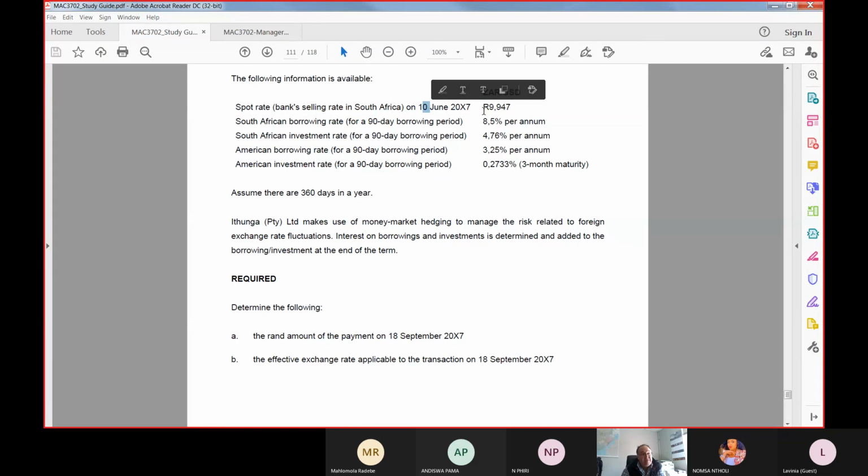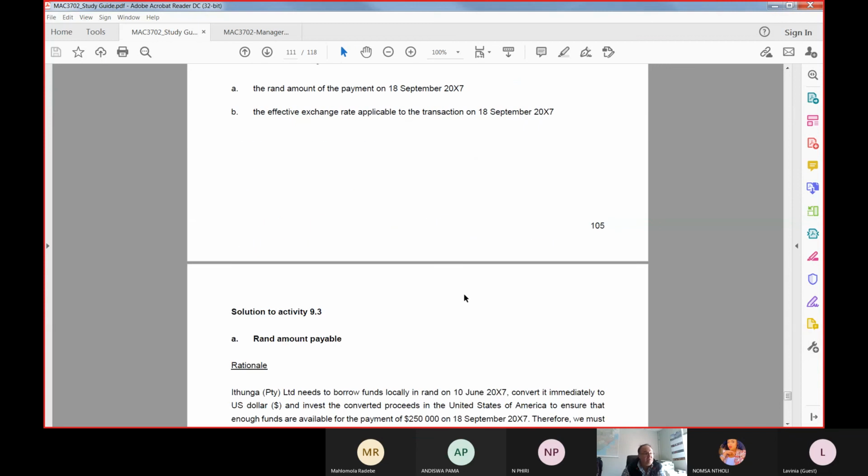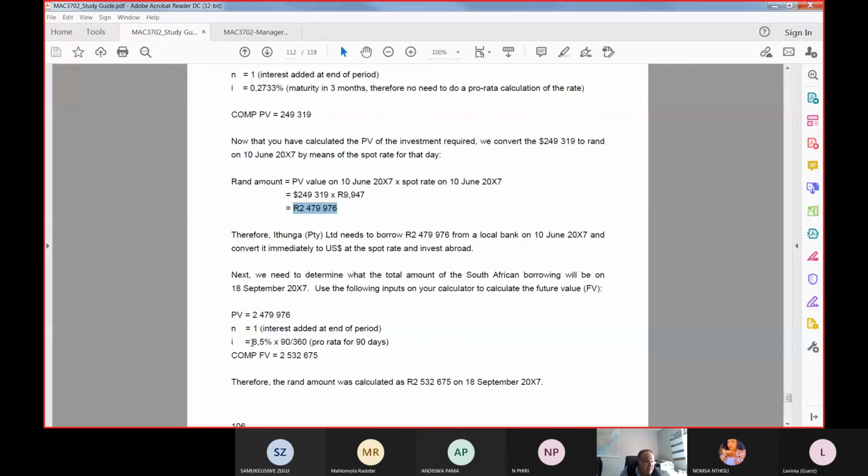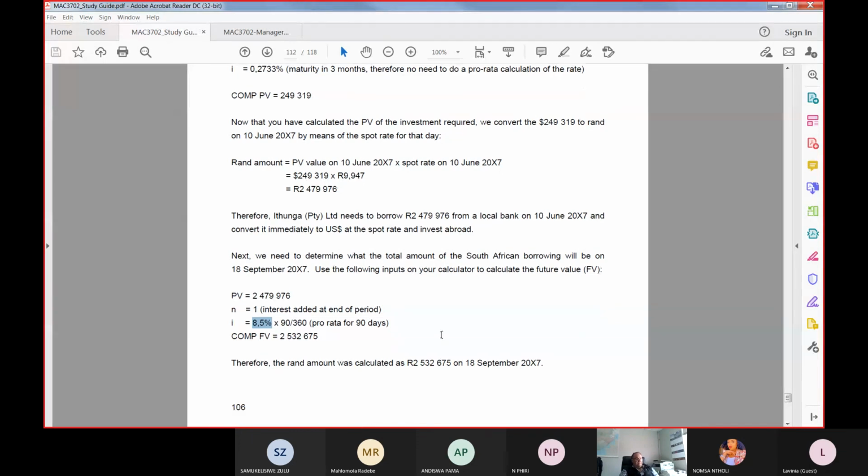Now that is the dollars we require on the date of 10th of June, but we need to buy those dollars at 9 rand 947. So we buy those dollars at 9 rand 947, which gives you 2,479,976 rand. But we borrow the rands from the bank at 8.5% interest compound per annum for 90 days, which then gives us a future value of 2,532,000, which then also is for the rand value is 2,532,000. You divide that by $250,000, gives you an exchange rate of 10 rand 13.